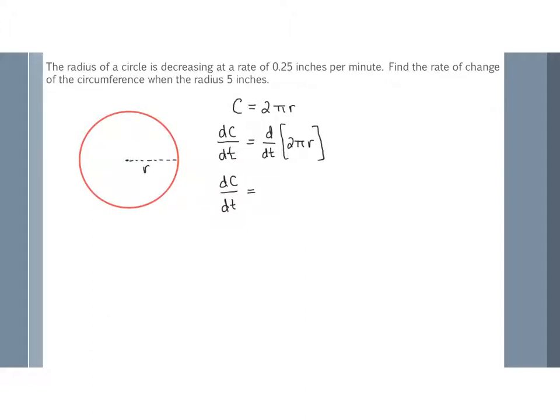But I like Leibniz notation here to help us understand what's going on. So this 2 pi is a constant. So that constant factor can be brought outside the derivative. So we have 2 pi, and then we have the derivative of r with respect to t. Now that we have our equation that relates our rates, dc/dt and dr/dt, let's look at our specific scenario.